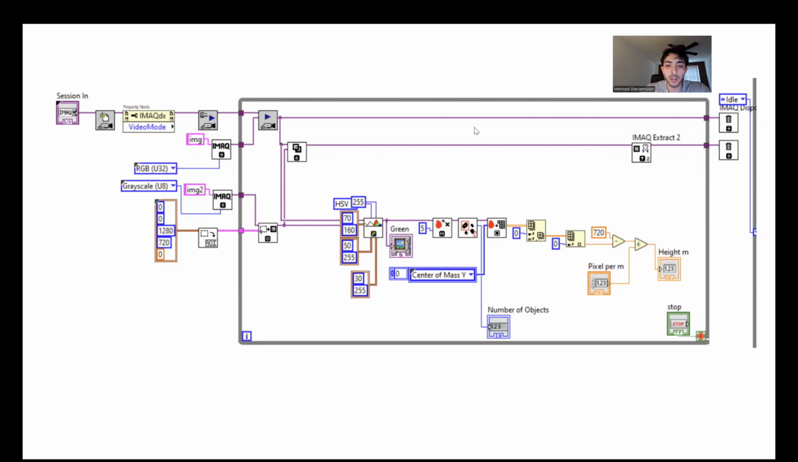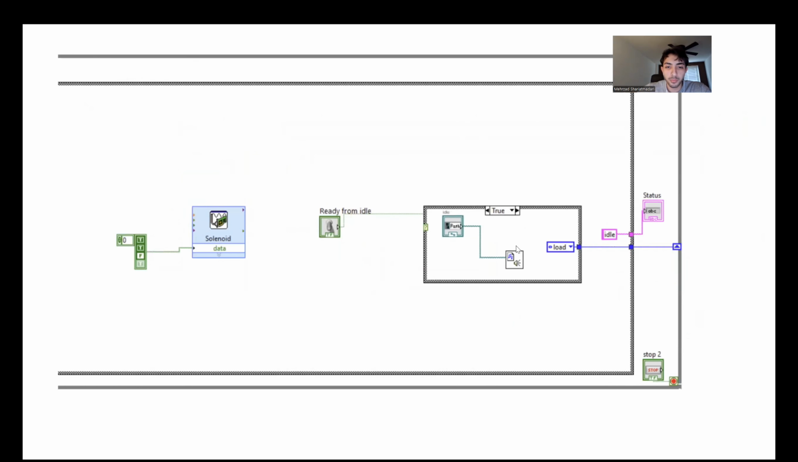The VI starts in the idle state, where it waits for the user's input and also retracts the solenoid. And once the Boolean is clicked, it moves on to the next state, which is the load state.